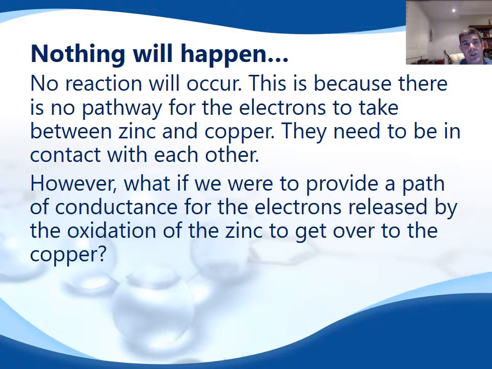In the situation that you saw in the previous slide, though, nothing is actually going to happen because we have no pathway for the electrons to move between the zinc and the copper half reactions. We need to ensure that the two reactions are in contact with one another. So if we were to provide a path of conductance, that is, some electrical wires that allow the passage of electrons from one side to the other, can we actually find that the electrons that are produced in the oxidation of zinc will actually travel to the copper?